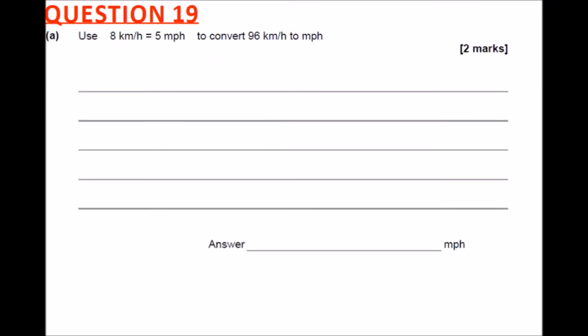Question 19. Use 8 kilometers equals 5 miles per hour to convert 96 kilometers to miles per hour. So we've got that 8 kilometers an hour equals 5 miles per hour. So what we need to do is one way or another build this up. We're not wanting just 8 kilometers an hour, we're wanting 96. So one way we could do this would be to see how many times 8 goes into 96, and we can do this by dividing. So how many 8s fit into 96?